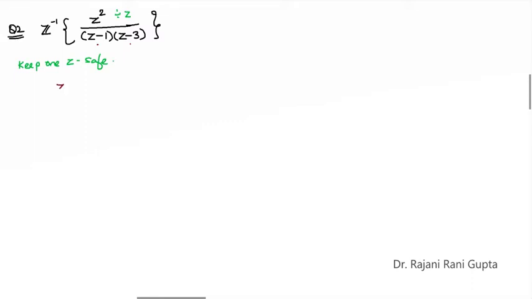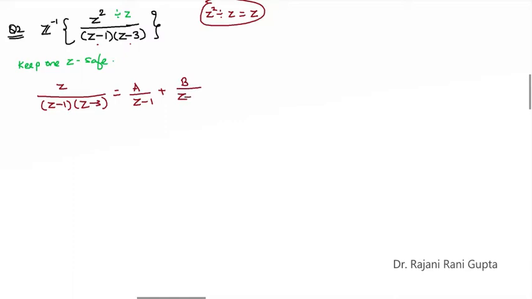So what we get? We do the partial fraction for Z over Z minus 1, Z minus 3. Because if we divide Z square with Z, we are left with Z only. So we have to work with Z as a numerator. While writing the partial fraction for this, again both the factors are linear. So we get A over Z minus 1 plus B over Z minus 3. So the procedure is exactly the same.